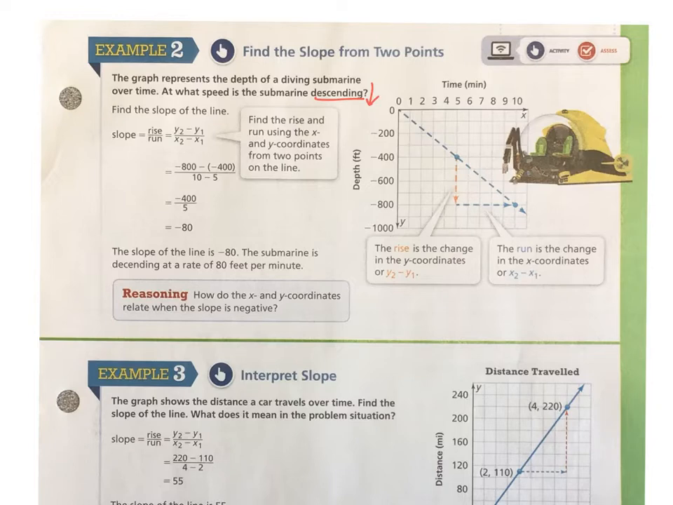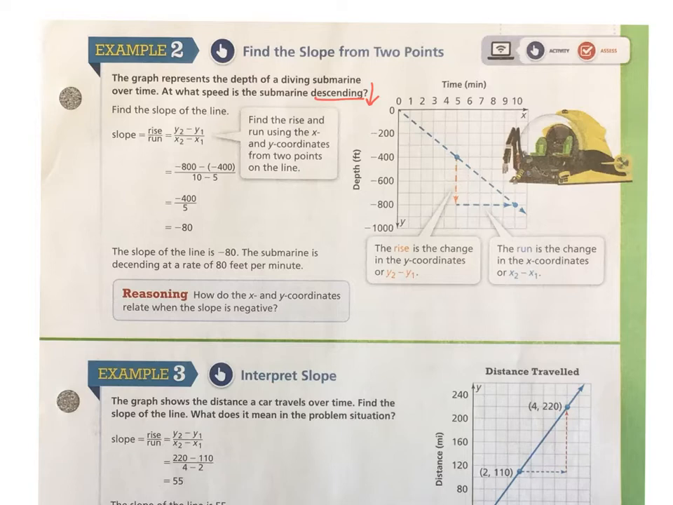In order to find the slope of the line, we need to look at how the submarine's depth is changing over the course of time. So we're going to choose 2 points from that line that describes that submarine's change in depth, and we're going to use those 2 points on the line to describe the slope or the steepness of that dive.